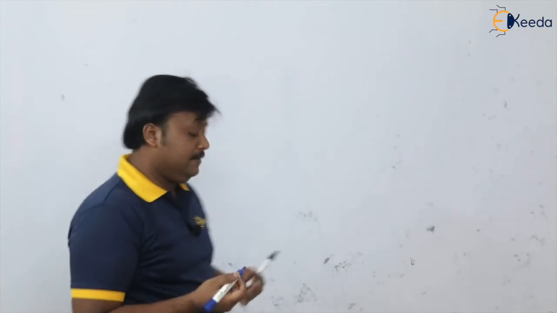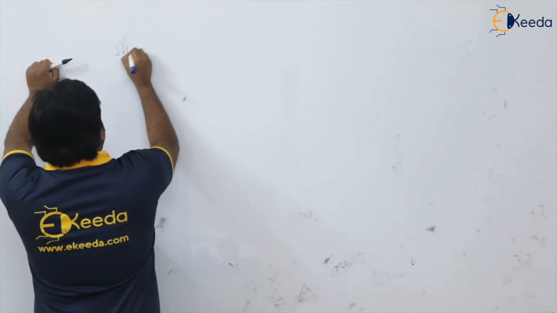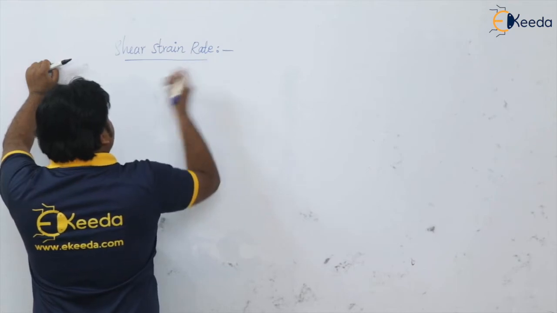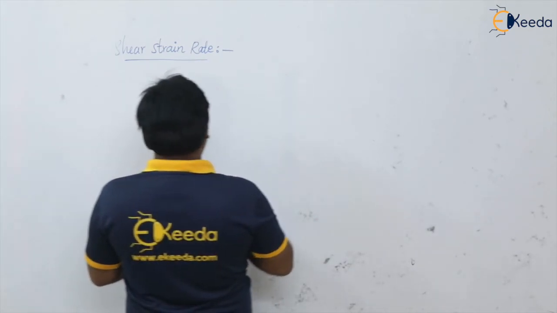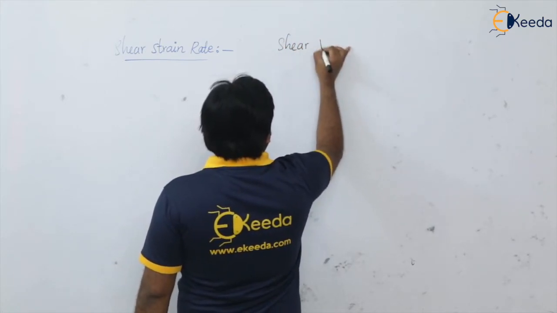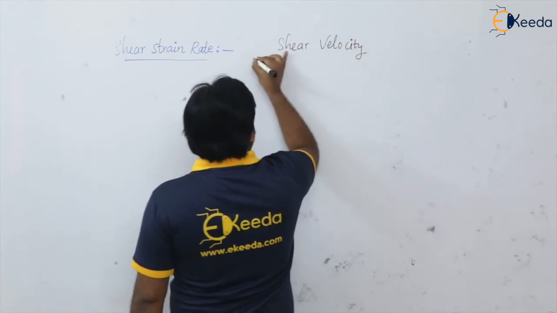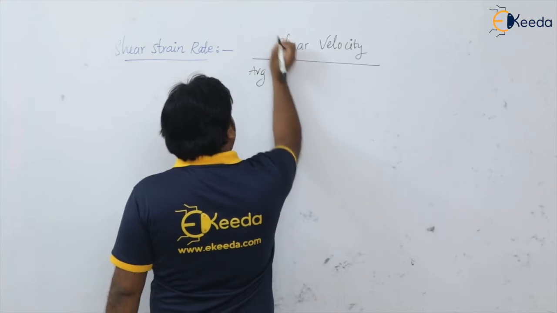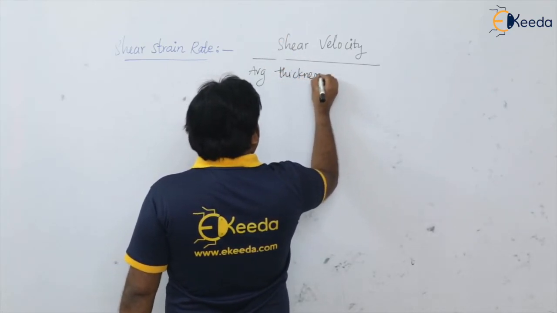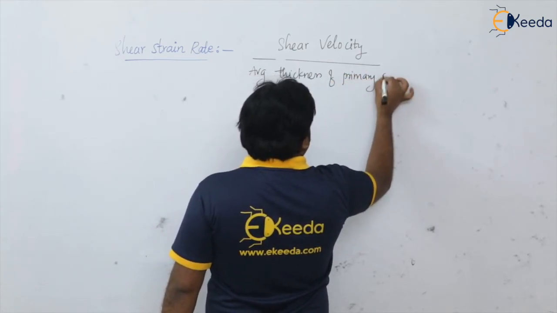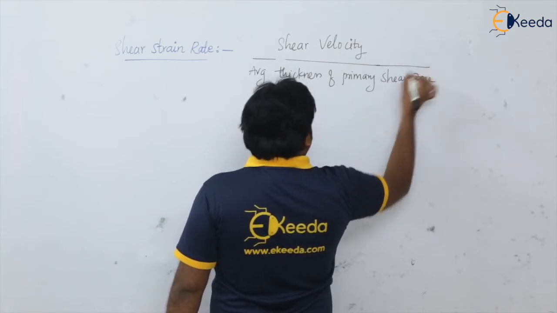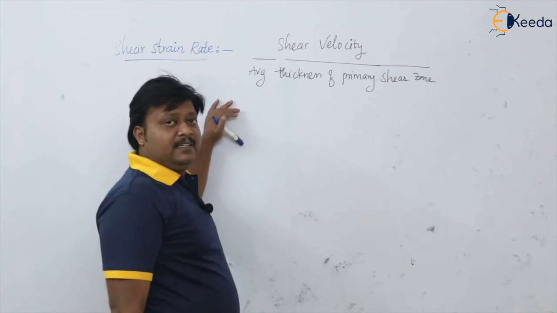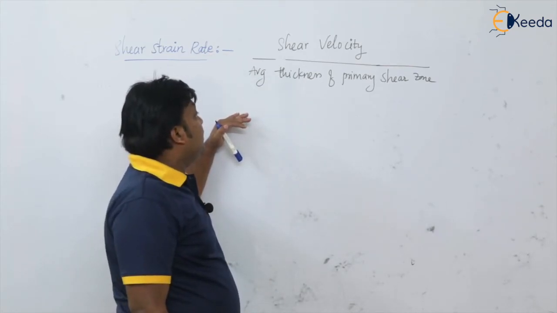Okay, so again, say we have one more term here, that is the shear strain rate. So what is shear strain rate? The shear strain rate is nothing but the ratio of shear velocity divided by the average thickness of primary shear zone. It is nothing but the thickness at the front of the tip of the tool where the shear gets produced. Okay, and then it will propagate, but the thickness of that shear is nothing but the average thickness of primary shear zone.